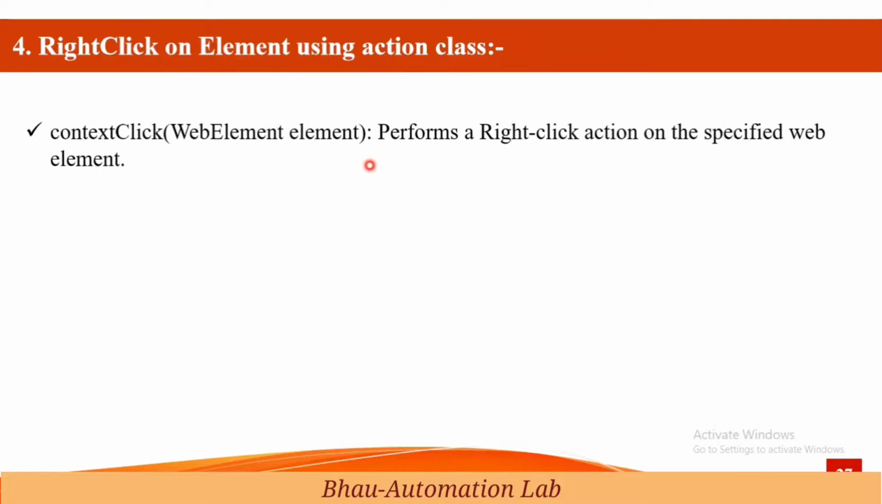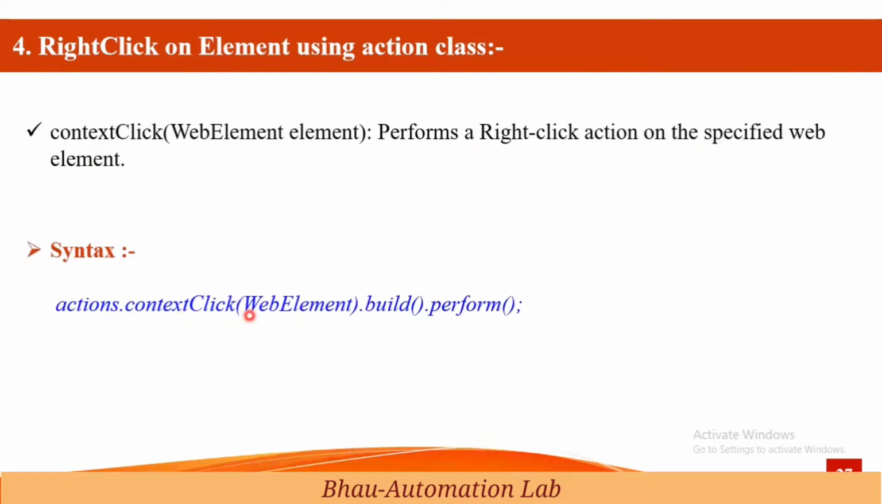So to perform the right click action on any web element, we need to use the contextClick method. In this, we need to pass the target element to perform the right click action on the specific web element. Okay. So the syntax here is action.contextClick(target web element).perform(). This is the syntax to perform this action.